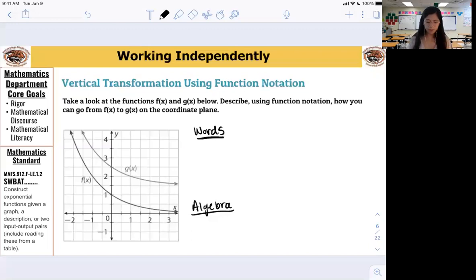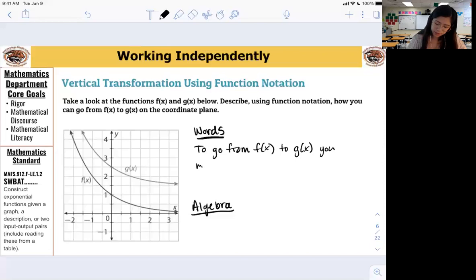All right, using words. Who can explain using words what is going on here? To go from f of x to g of x, you must shift the graph 3 units up. Good. To go from f of x to g of x, you must shift the graph 3 units up. So this time we're going up.